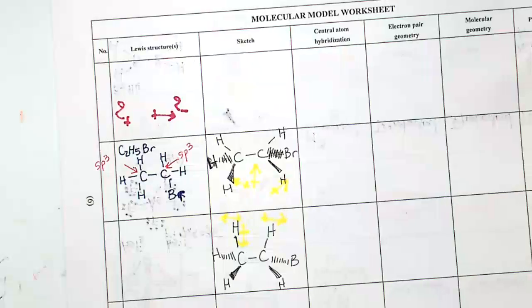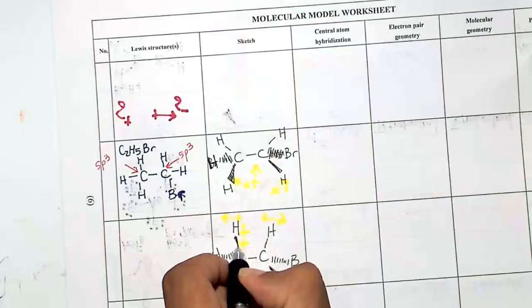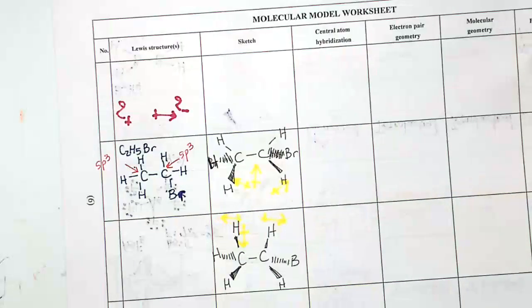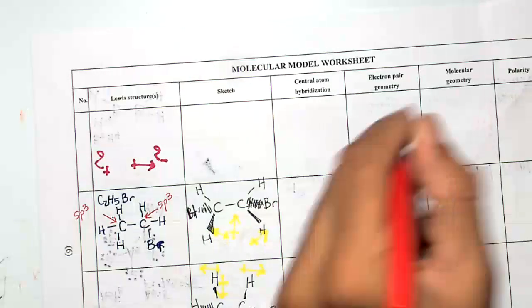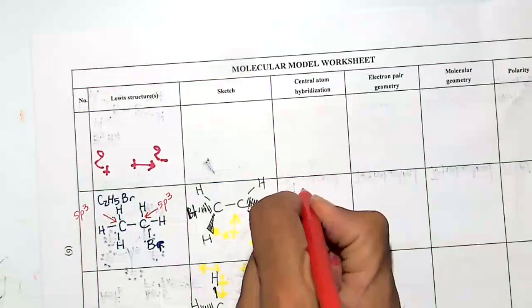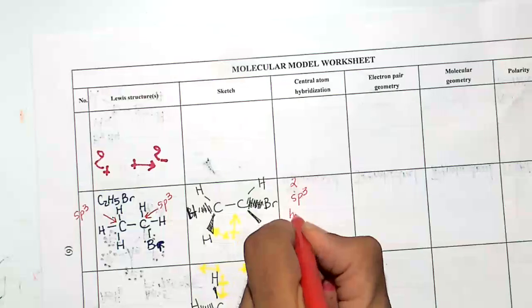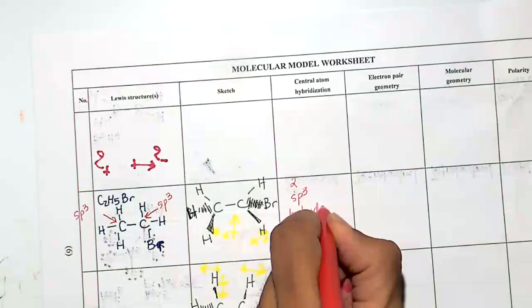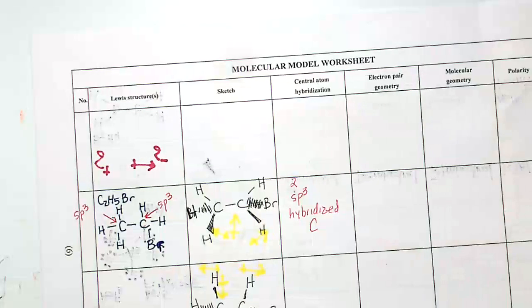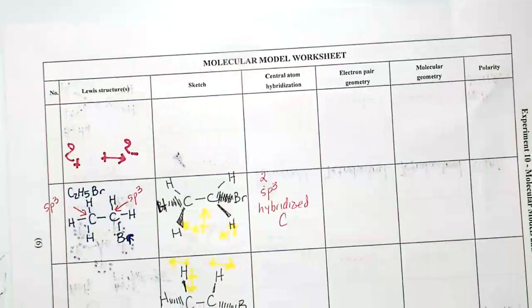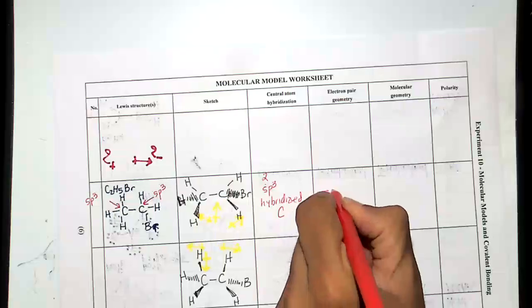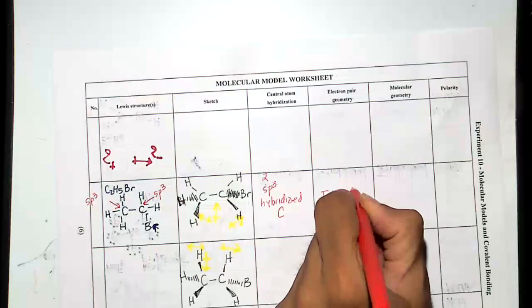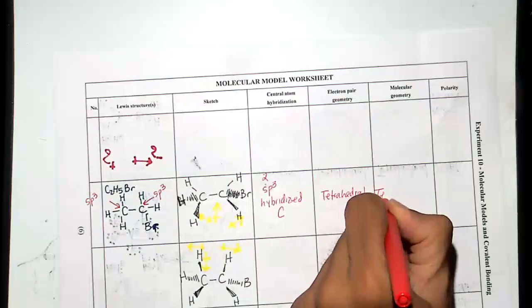Maybe that's a little bit better than what I drew up above. All right, so we have two sp3 carbons here. Okay, we got two sp3 hybridized carbons. The electron pair geometry is the same as the molecular geometry because there are no lone pairs, and that is tetrahedral.